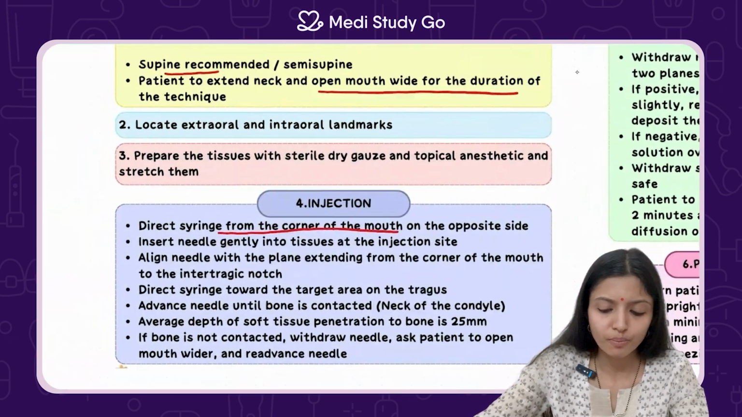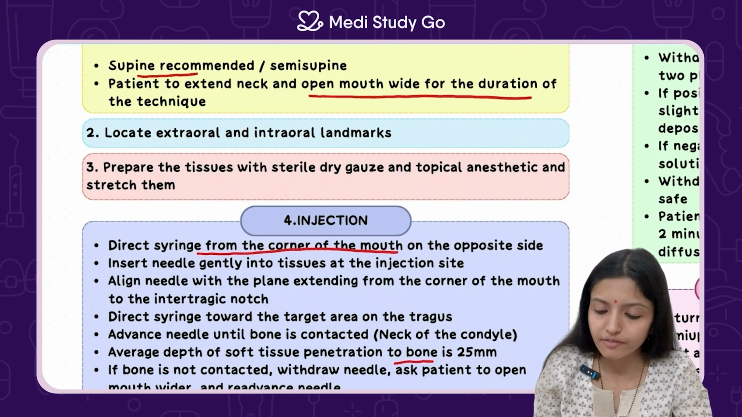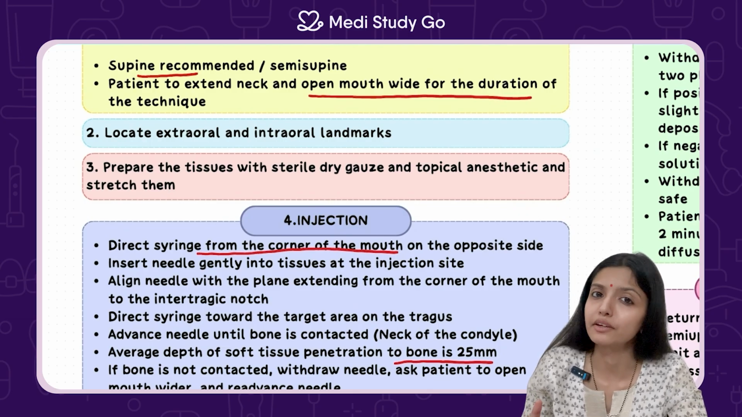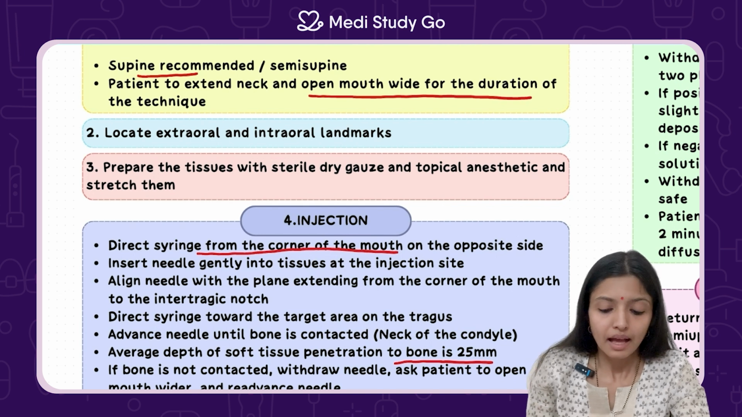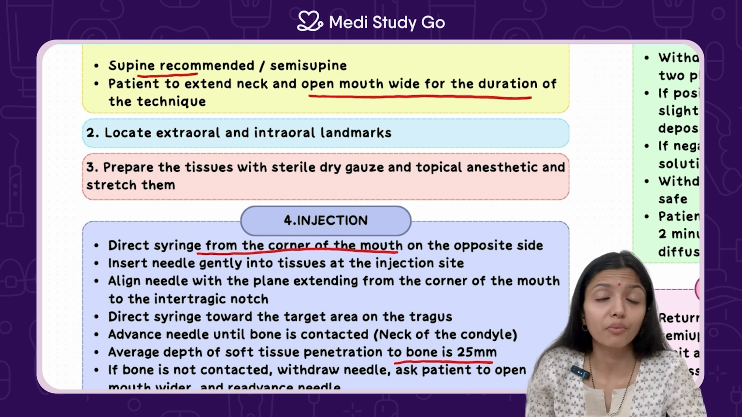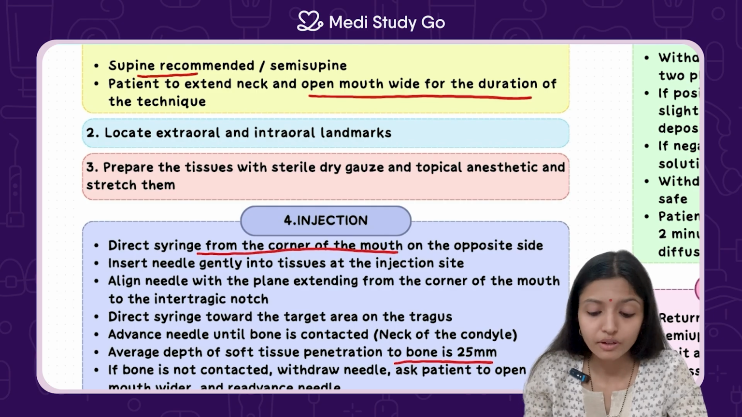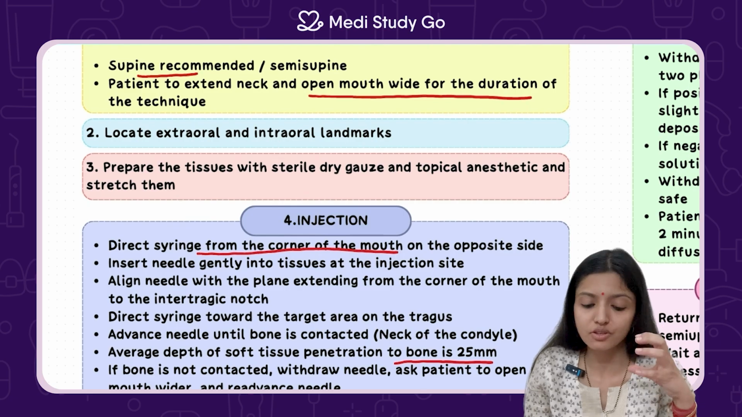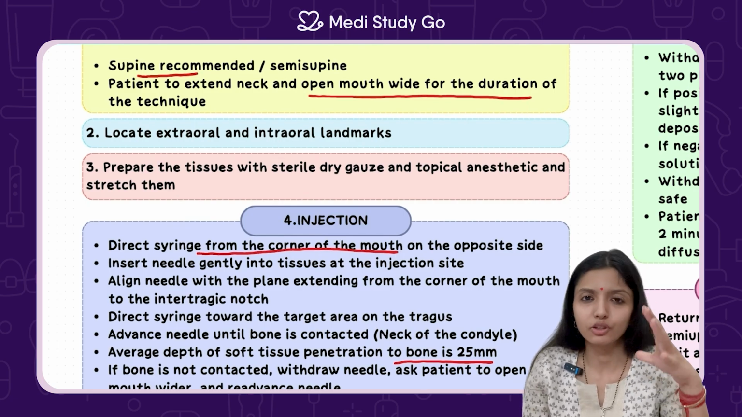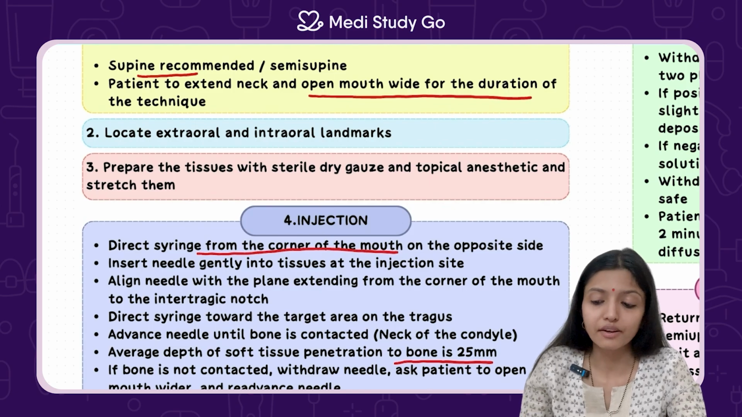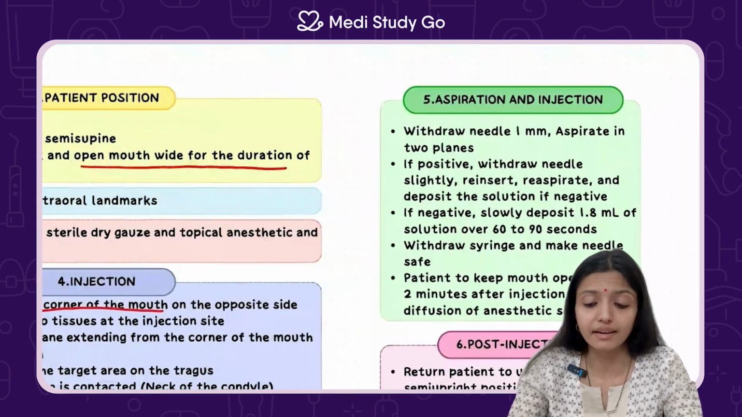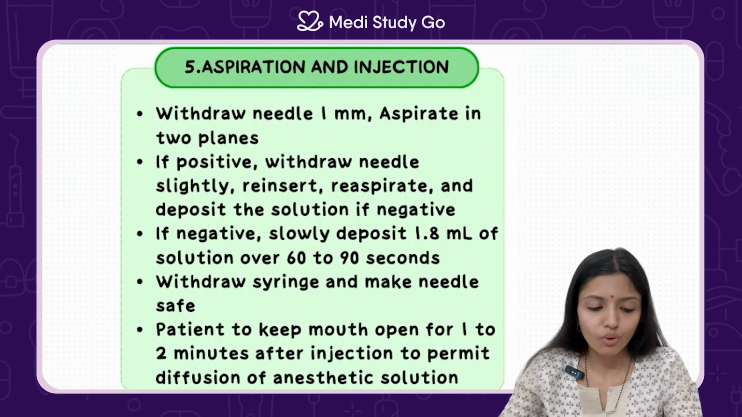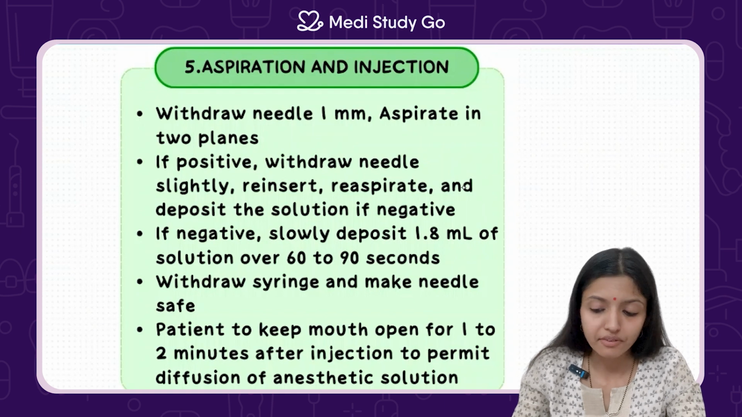So the average depth of tissue penetration to bone is around 25 mm in a Gow-Gates nerve block. Make sure you contact the bone, because if there is no bone contact, then you're definitely injecting it into the space. And if you do not contact bone and the needle is extremely forward, you need to withdraw the needle and ask the patient to open the mouth wide. When the patient has opened the mouth wide, that is when your landmarks will be more easily accessible, and you will be injecting directly on the lateral aspect of the condylar neck, which is the target area. So you just withdraw and re-aspirate.